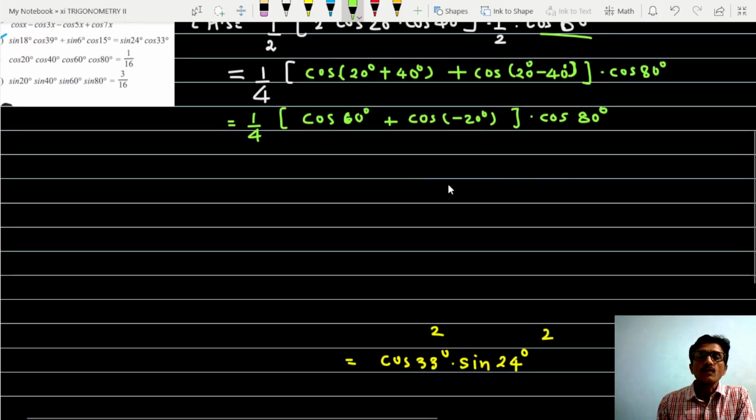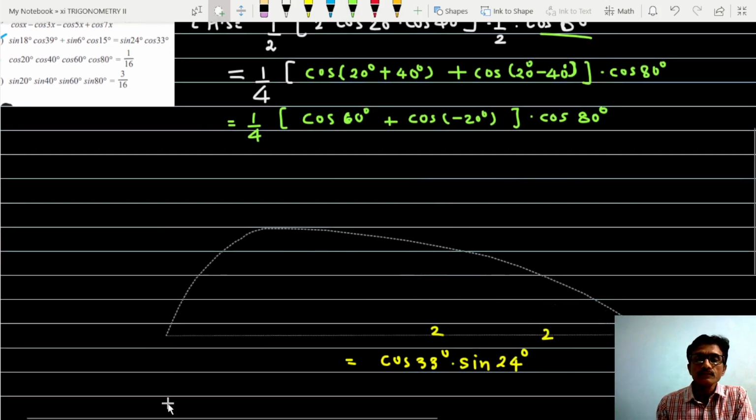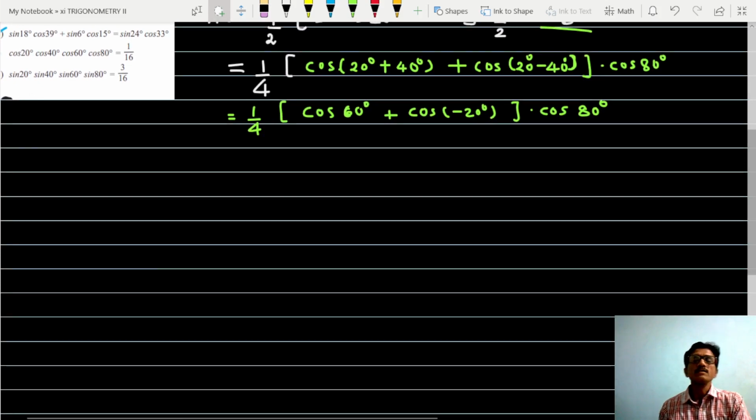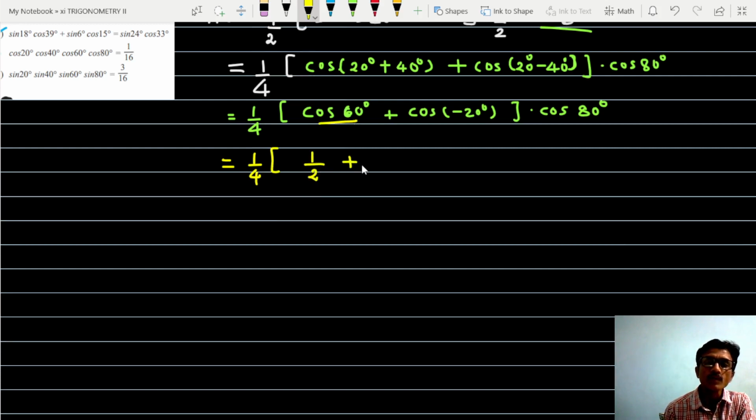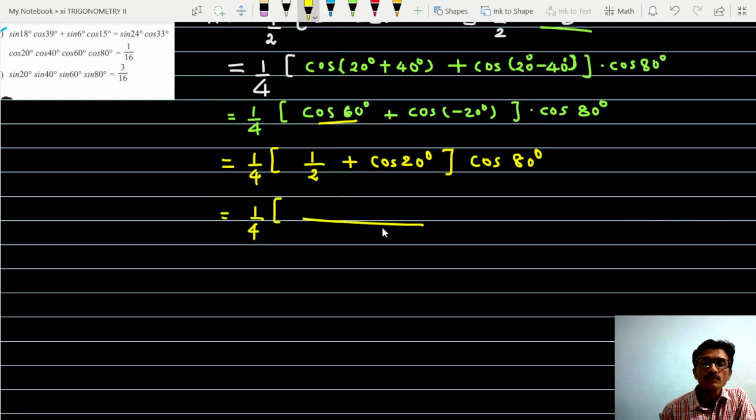Then here cos of minus theta is cos theta. So what we can write over here is 1/4, and this cos 60 degree is 1/2 plus cos of 20 degree into cos of 80 degree. We'll take LCM. यहाँ पे हम LCM लेते हैं. LCM will be 2.